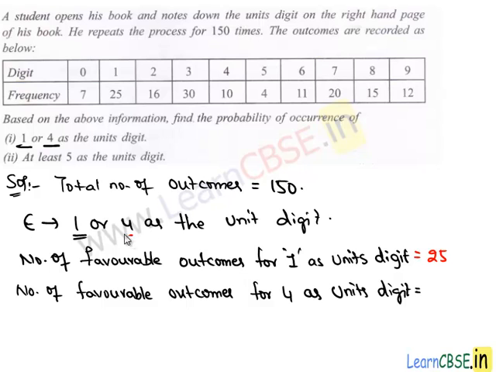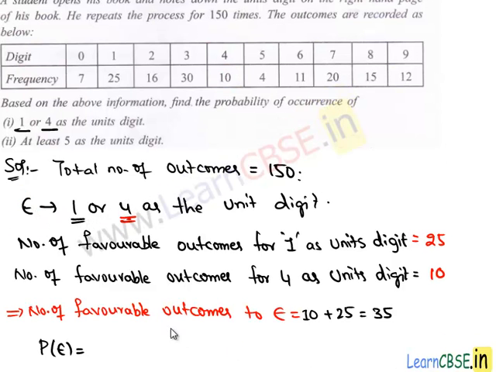In this event we have 4 also. So the number of favorable outcomes for 4 to have our unit digit is 10. Therefore, the sum of these two numbers, 25 and 10, gives the number of outcomes favorable to event E. And we already defined probability is the ratio of the number of favorable cases to a particular event to the total number of outcomes. Here 35 are the favorable outcomes to event E and we have 150 as our outcomes.